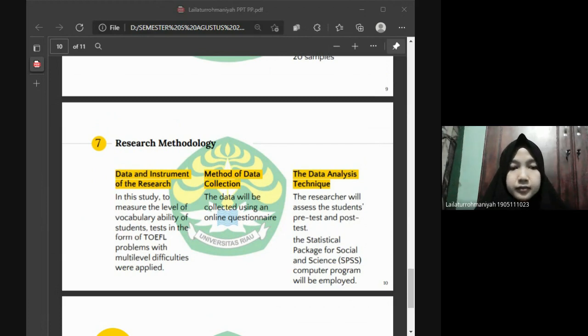Then the researcher will distribute the link of the questionnaire to all participant students to get students' responses via social media, WhatsApp.